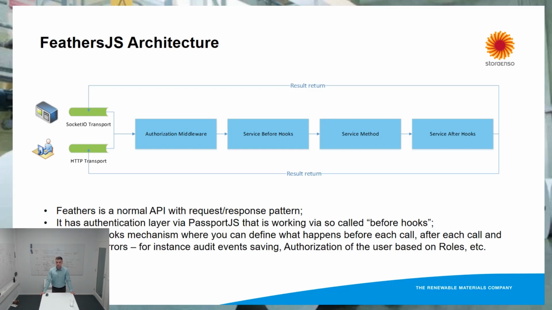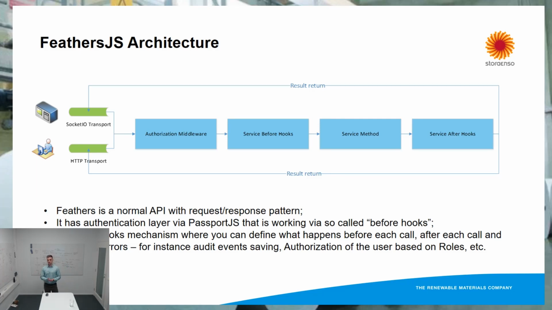What are those before hooks and after hooks? This is a special FeathersJS mechanism that allows you to execute additional shareable logic before the main method is executed and after the main method is executed. A good example is if you want to save some audit message. Let's say, as an administrator, I want to stop the motor. In the before hook, you could save an additional message to the database that the administrator with this ID stopped this motor at this time. Then you call the method that stops the motor.